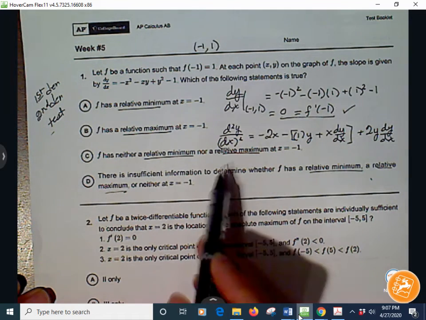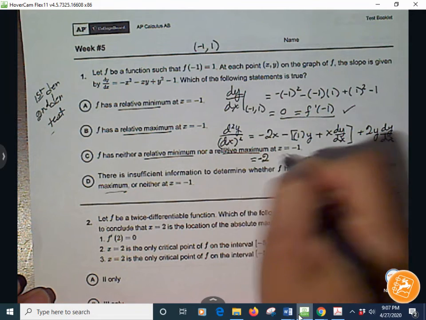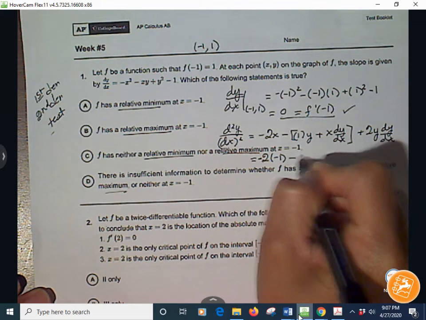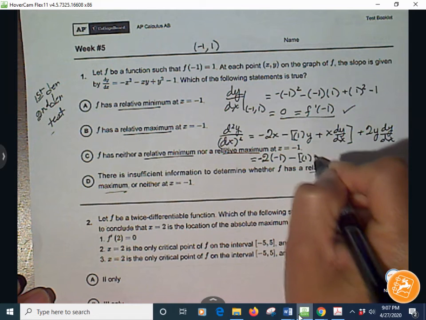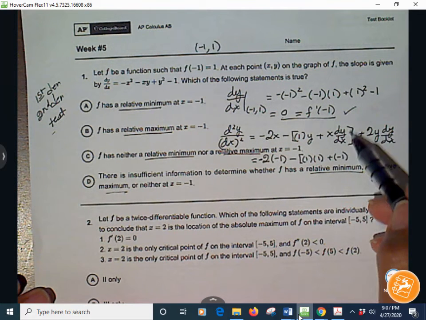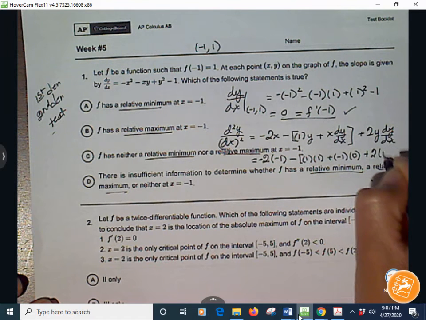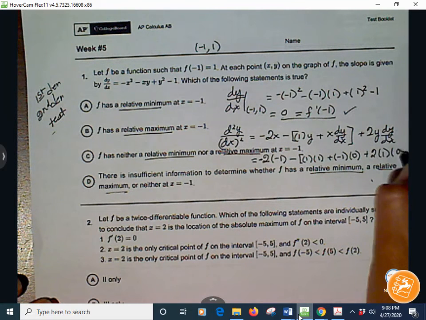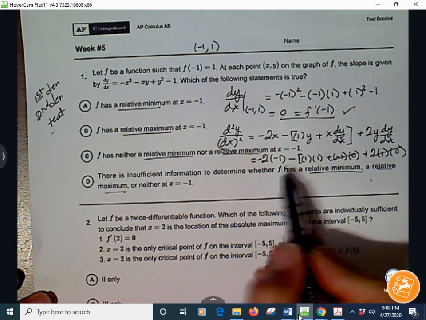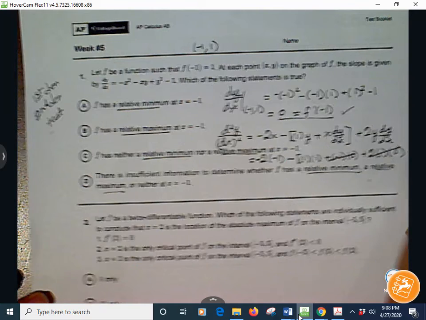When I substitute in my values, I'm going to have -2 times -1 minus, in parentheses, 1 times 1 plus -1 times dy/dx, which at this point is 0, plus 2 times 1 times, again, dy/dx, which is 0. So those terms are not going to matter. This is going to be 2 minus 1, which is equal to +1.